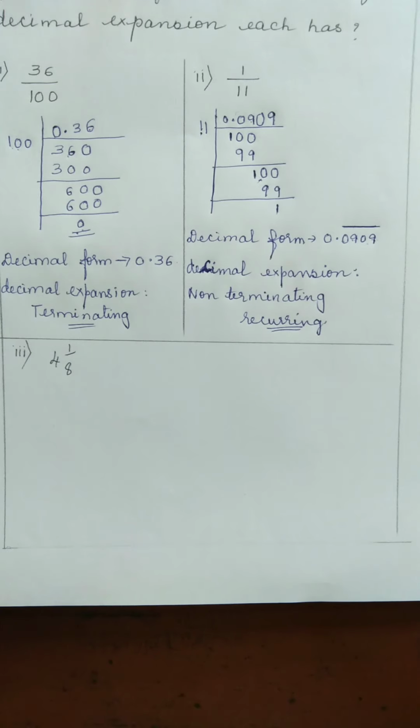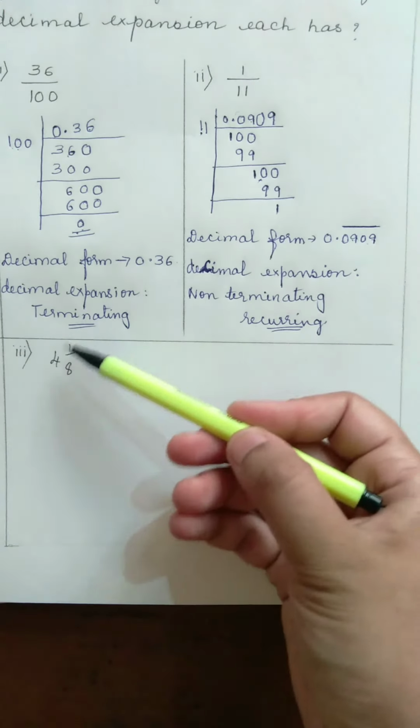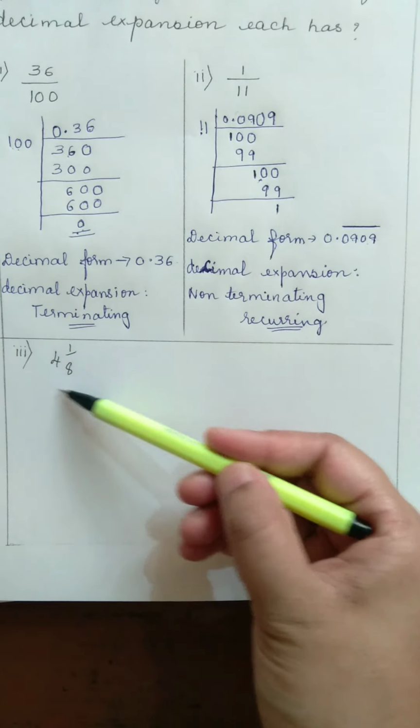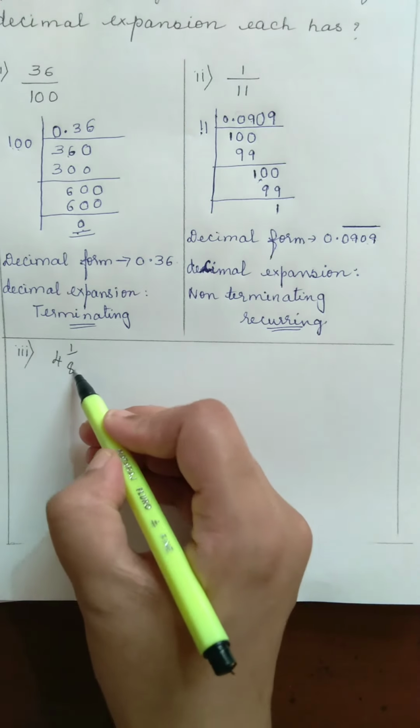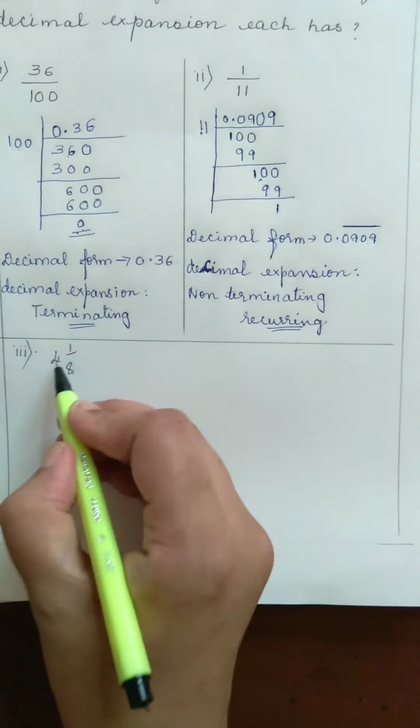Now consider the third problem. We have 4 1 by 8, which is a mixed fraction. Convert this mixed fraction into an improper fraction to perform the division. So 8 4s are 32.